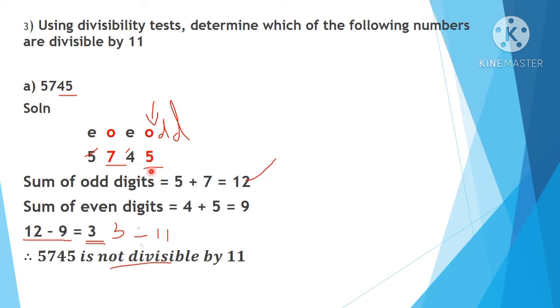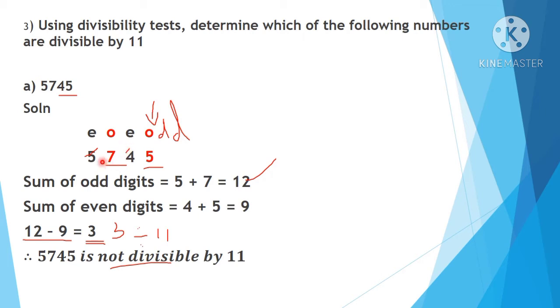So sum of odd digits: 5 plus 7. What is the answer you are getting? 12. Next, even places. Find out the numbers in the even places. 5 and 4. So next add the digits in the even places: 5 plus 4, you are getting the answer 9. Now difference, subtraction. 12 minus 9, you are getting the answer 3.